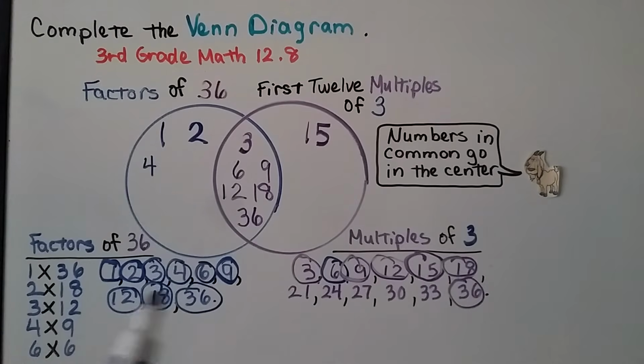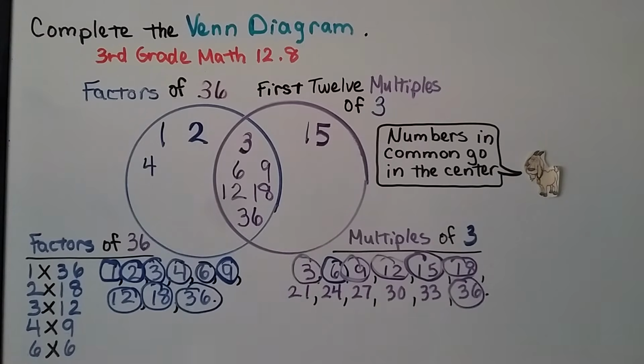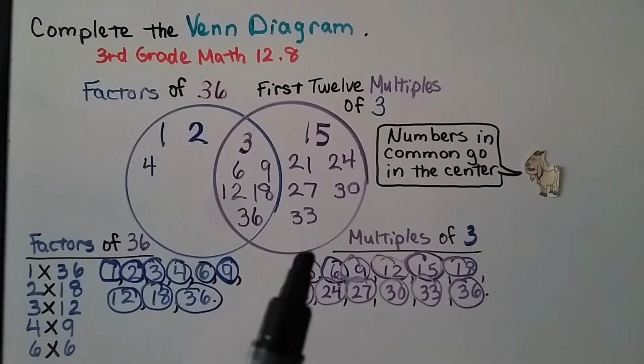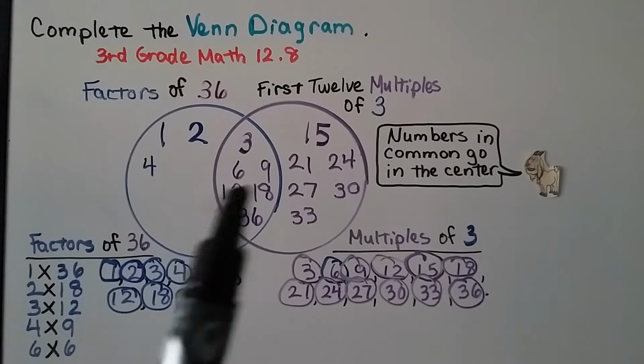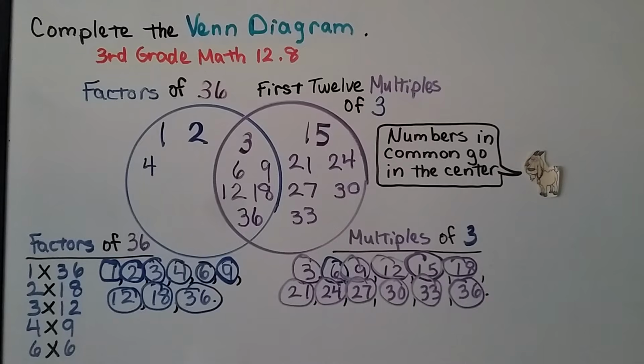And we've used all the factors of 36. All we've got are multiples of 3 left. We can put these into this circle on the right side. And the Venn diagram lets us see very easily for the factors of 36 and the first 12 multiples of 3 what they have in common. They have a 3, 6, 9, 12, 18, and 36 in common.